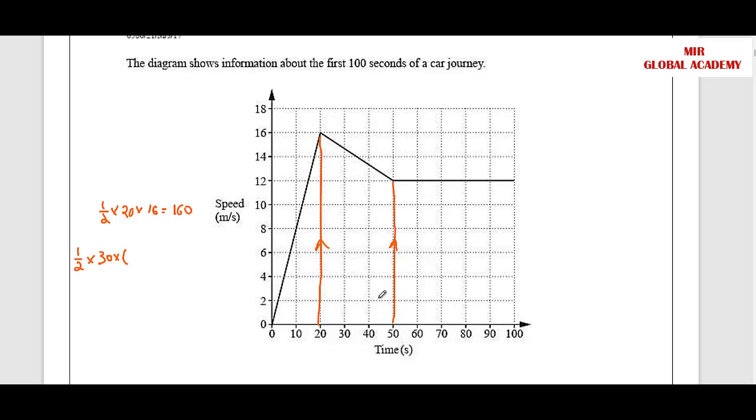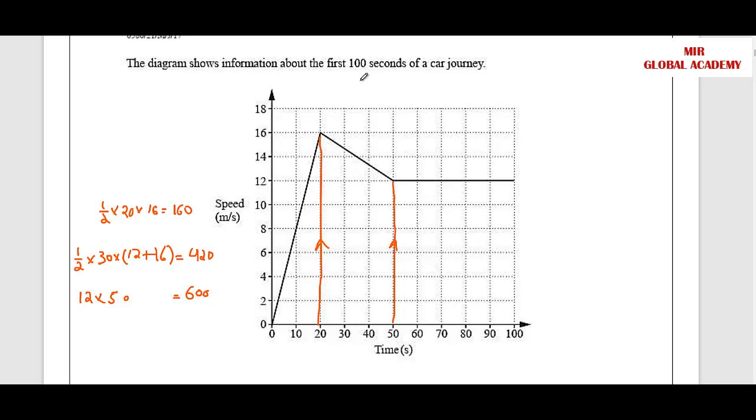And then the sum of the parallel sides. These are the parallel sides, and the length of this one is 12, and the length of this parallel line is 16. So 12 plus 16. And after simplification, the area is 420. The third is a rectangle, and the area of a rectangle is length into width. Its length is 12 and its width is 50. Area of the rectangle is 600.